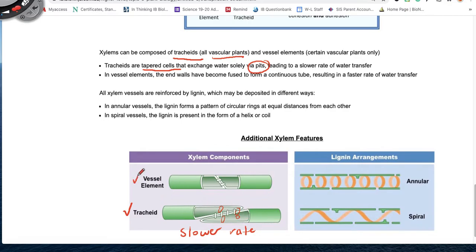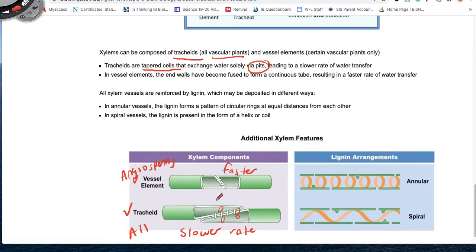And then the vessel elements, notice how the end walls have become fused to form a continuous tube. That means that the vessel elements are much faster. But vessel elements are only found in angiosperms, while tracheids are found in all types of plants.